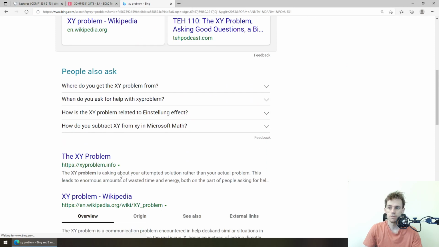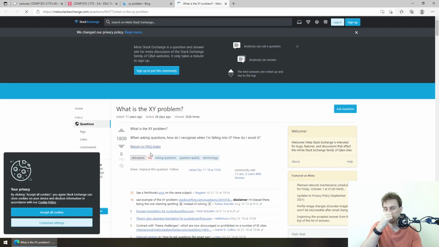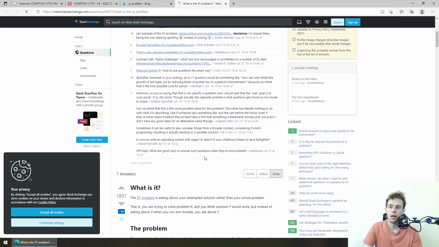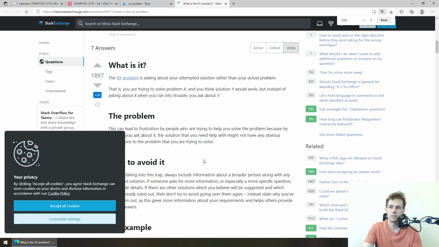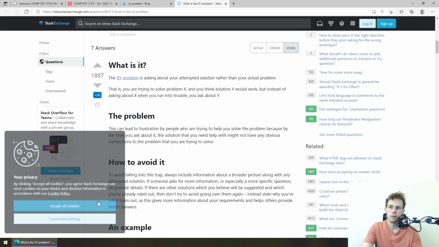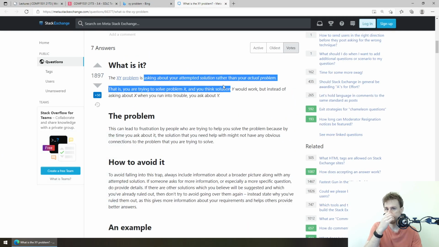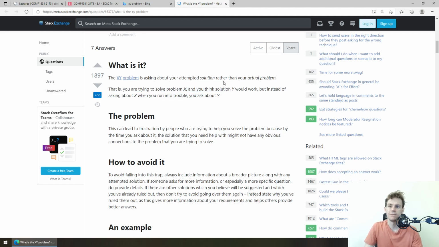So the XY problem is basically a concept that describes you trying to optimize or overfit to a solution instead of thinking about the problem. There are some descriptions of it here. The XY problem is asking about your attempted solution rather than your actual problem. That is, you are trying to solve problem X and you think solution Y will work, but instead of asking about X when you run into trouble, you ask about Y.